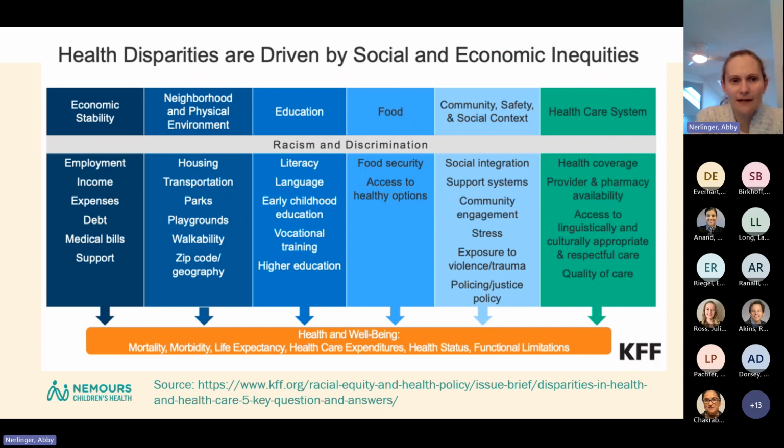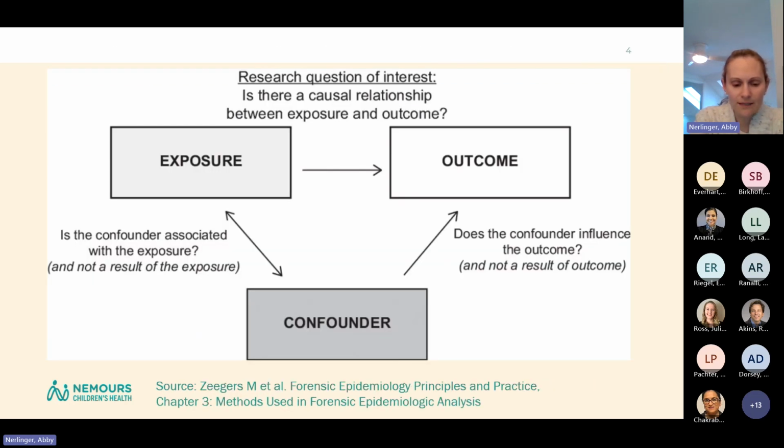So, just thinking about health disparities and how they're driven by these social and environmental factors, I thought this chart was helpful. And we're really going to focus on those social factors that are present within our Nemours screener, which I'll talk more about. So, how can we design research questions to really capture the appropriate variables, or in some cases, confounders that might be contributing to whatever outcome or exposure you're looking at?